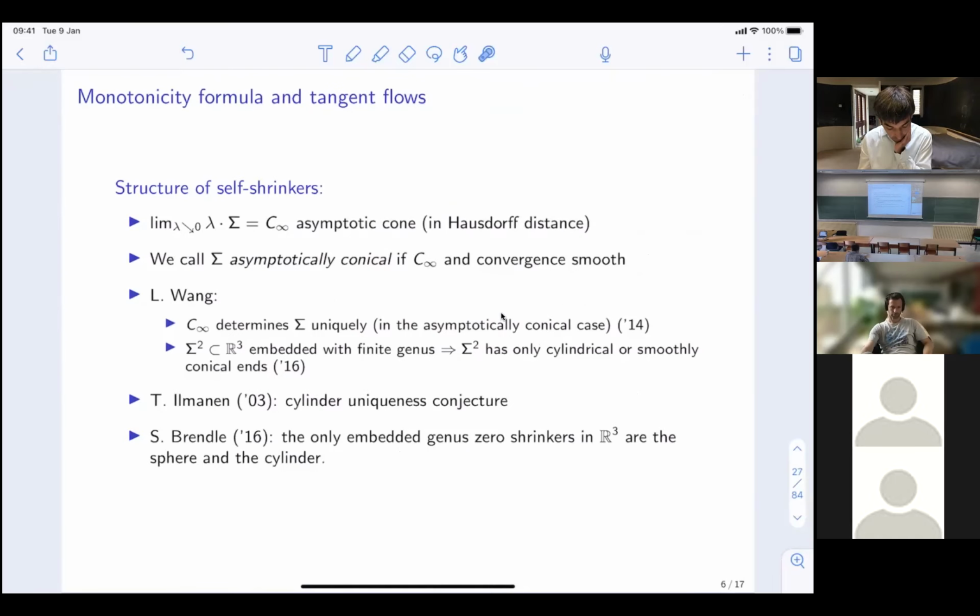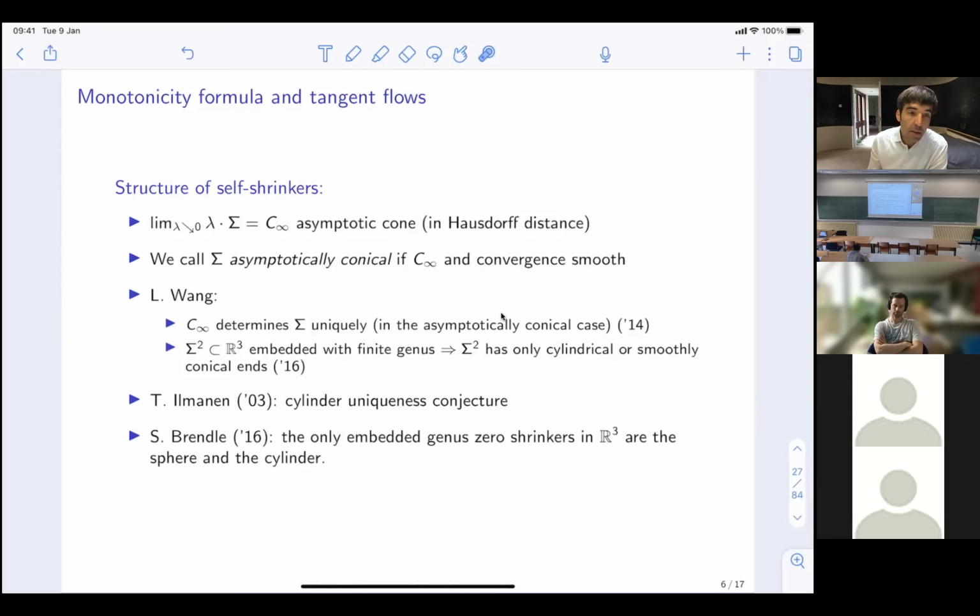Okay, and here's another result of Simon Brendle. Assume you have an embedded genus 0 shrinker. So you think of an embedded sphere, or an embedded cylinder in R^3. As I have explained to you, you can think of this Gaussian space, so these are minimal surfaces in the Gaussian space. And these are embedded. There is a previous result of Antonio Ros, who shows that if you have an embedded minimal 2-sphere in the 3-sphere, then it has to be an equator. This is the result of Ros.